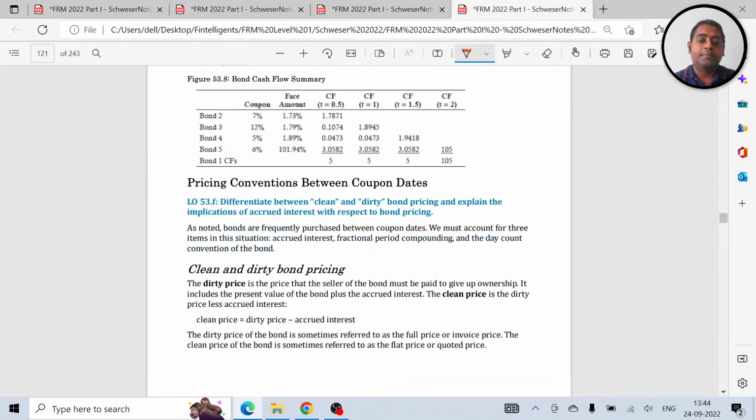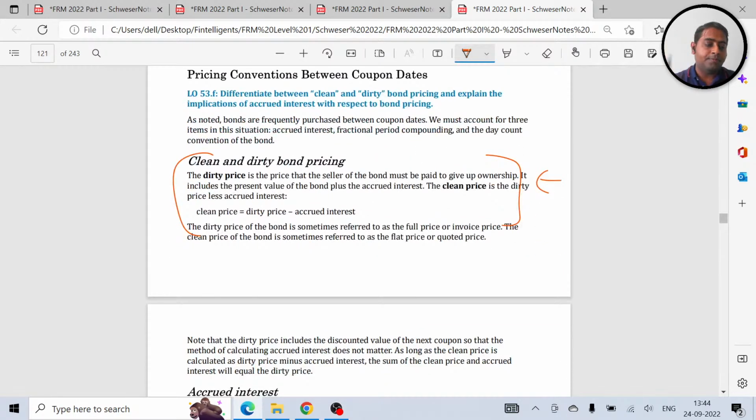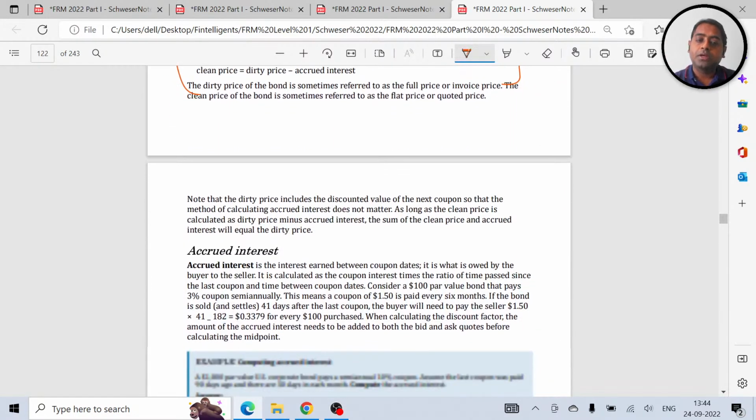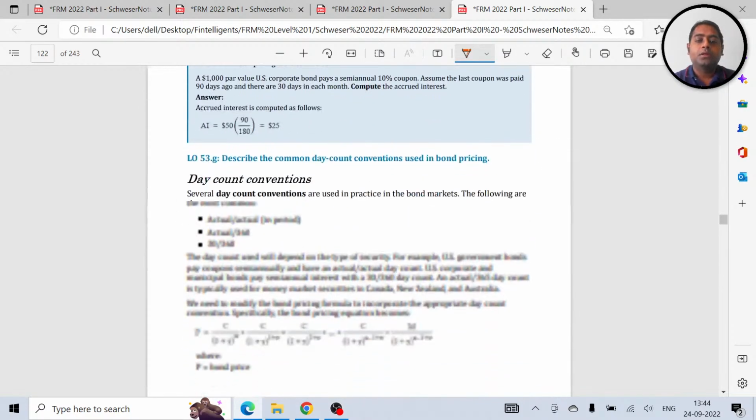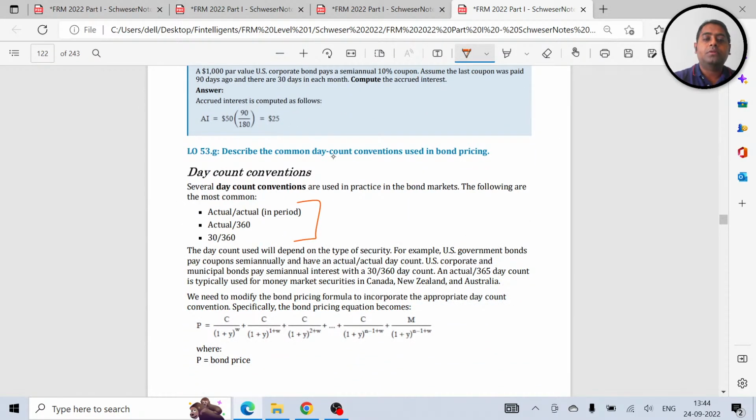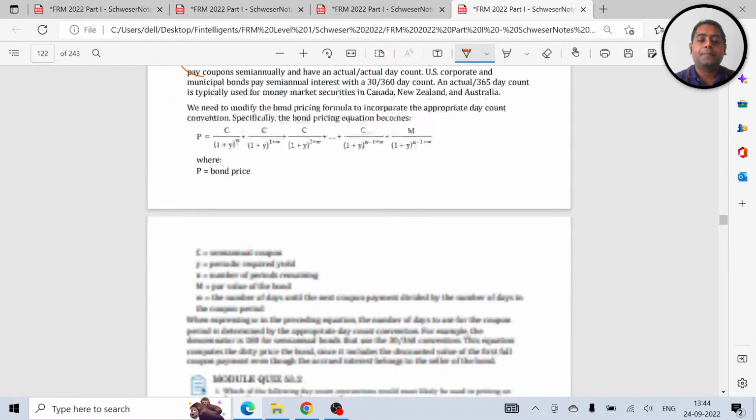Next, dirty price, clean price. This is a repeat of the interest rate futures chapter from your book three. Okay, so if you are aware of this, then this entire section is okay. There's nothing new. This part is important.